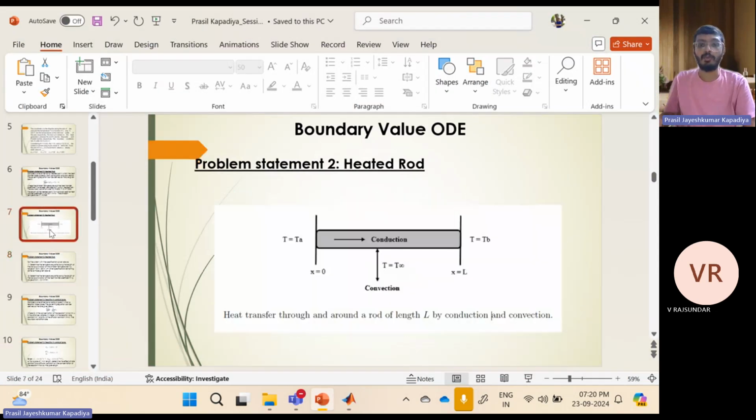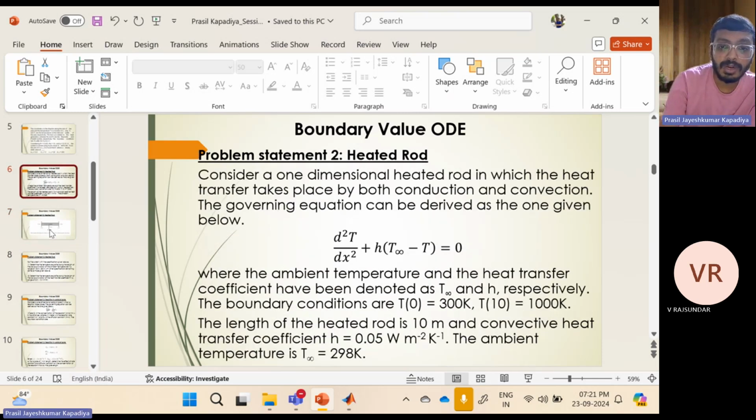We learned how temperature varies when there is conduction plus convection for a cylindrical rod, or not cylindrical, just a rod of length L. We can see how the temperature profile varies along the length of the rod when we are seeing the effect of both conduction and convection, and we are varying both the convection heat transfer coefficient H and the ambient room temperature T infinity. So this is the problem, and from here what did we learn? We learned how to use the bvp4c command.